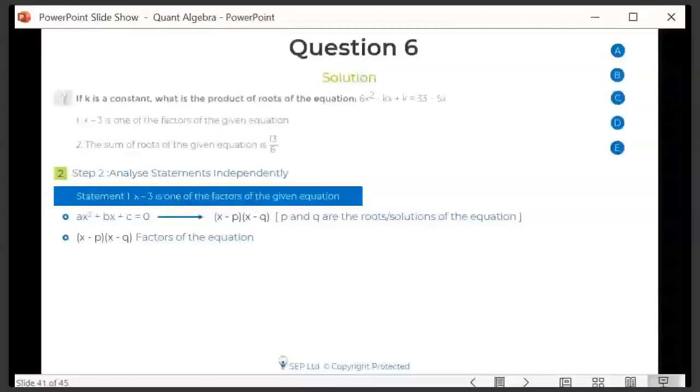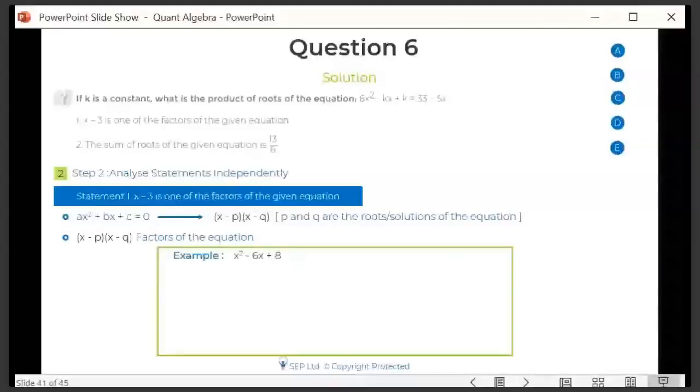So if you want to understand the significance of it, we can do that with the help of an example. Let's take x square minus 6x plus 8 as a very simple equation. Now this can be broken down and written like this: x minus 2 times x minus 4. Obviously the roots are 2 and 4. So here also I can say x minus 2 and x minus 4 are factors of this equation.